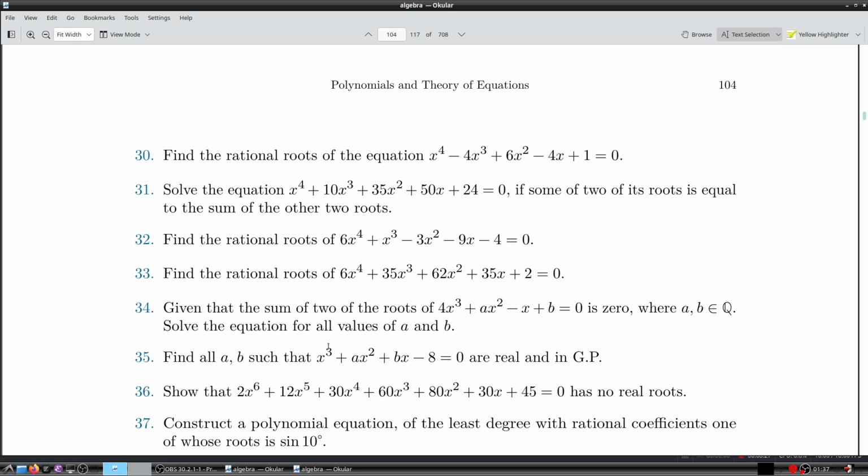Now we have question number 36. Show that 2x to the power 6 plus 12x to the power 5 plus 30x to the power 4 plus 60x cubed plus 80x square plus 30x plus 45 is equal to 0 has no real roots. So for this, we have to show that it has no real roots.